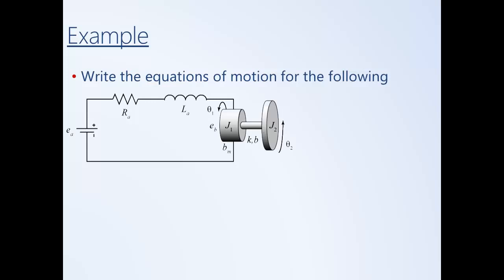Before we begin, let's just take a second and think about how many equations of motion we need to completely model the dynamics of this system. It turns out we're going to need 3 equations. One equation for the electrical circuit and one each for the 2 rotational inertias. Starting off, we'll generate the equation of motion for the electrical part of the system, the circuit.